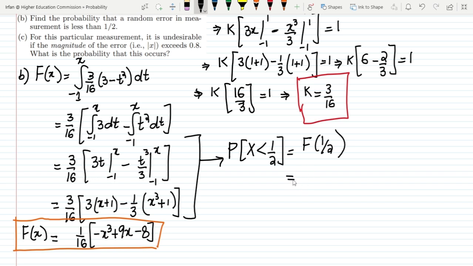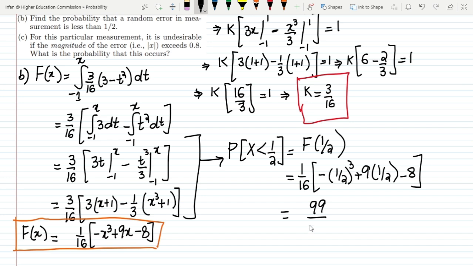Okay, so let me put their values here in this f of x. What I will get is 1 by 16, minus 1 by 2 cubed, plus 9 times 1 by 2, minus 8. So here we have it, and ultimately the answer I will get is 99 divided by 128. This is the answer of part B of my question.